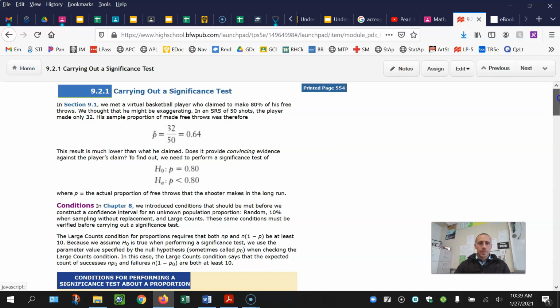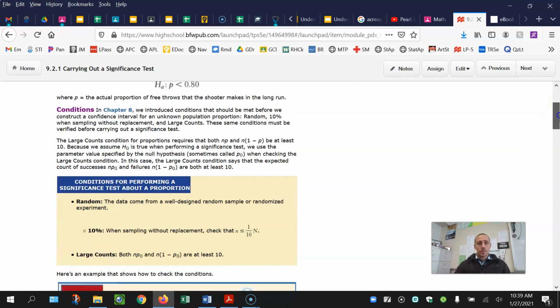We already know significance test. You have a null hypothesis, alternative hypothesis. So going back to the free throw guy or girl, they claim they made 80% of their shots. We think they were exaggerating. So the alternative is we think they make less than 80% of their shots. Then we take a random sample. They only made 64%. Is that enough evidence to say, you're lying? And that's what we're kind of tasked with doing.